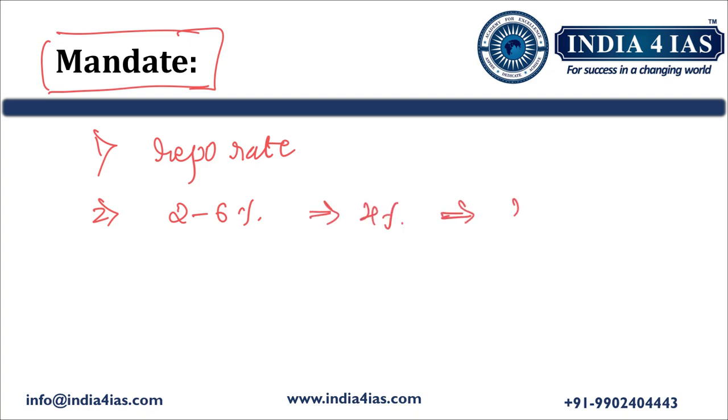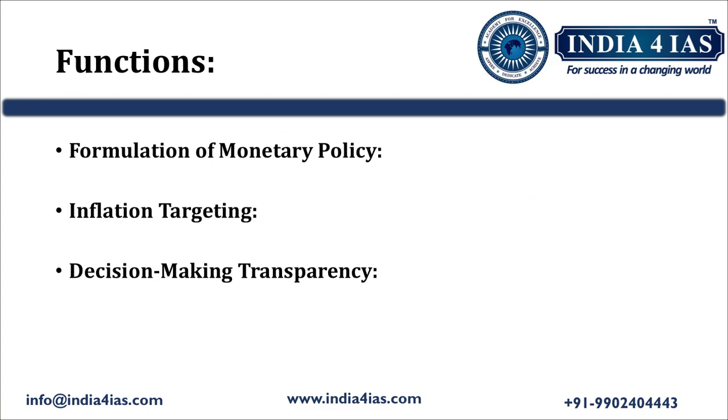So it is 4% plus or minus 2%. So it is the inflation target set by the RBI. Coming to the functions of the Monetary Policy Committee, the first one is formulation of monetary policy. The Monetary Policy Committee determines the policy interest rates that influence the borrowing and lending rates in the economy. These rates impact inflation and overall economic activity.